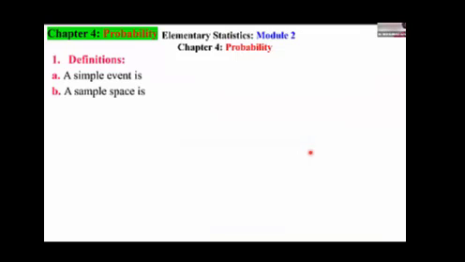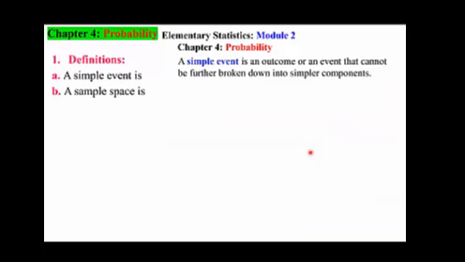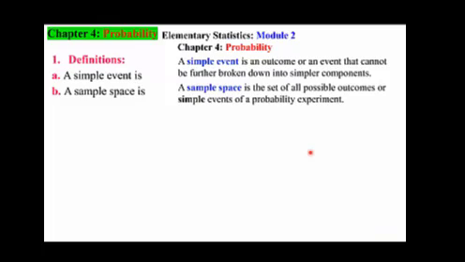So we're going to start with a couple of basic definitions. We want to define a simple event and a sample space. A simple event is an outcome or an event that cannot be further broken down into simpler components. A sample space is the set of all possible outcomes or simple events of a probability experiment.